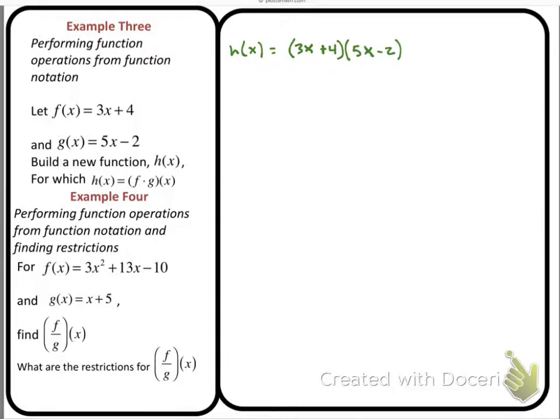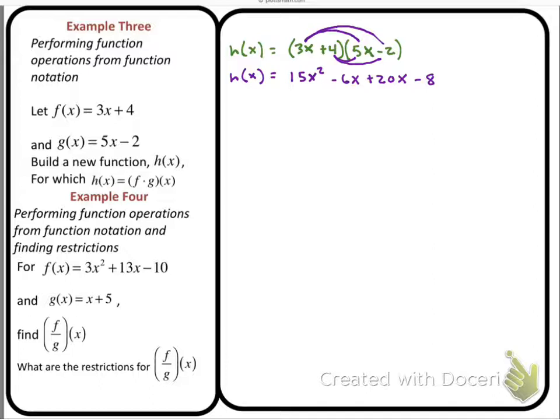So this requires us to do the FOIL method. 3x times 5x, that's 15x squared. 3x times negative 2, that's negative 6x. 4 times 5x, that is 20x. And 4 times negative 2 is negative 8.